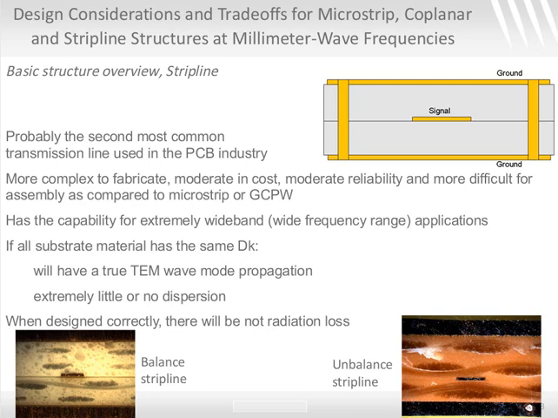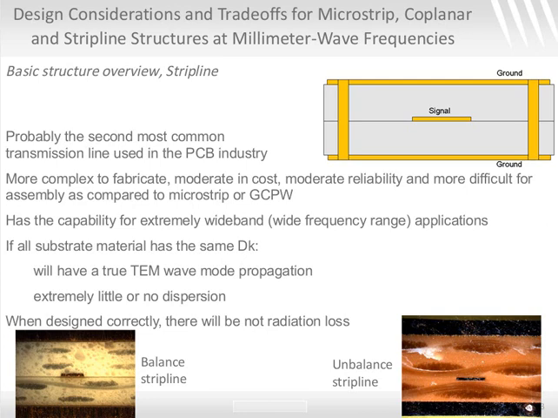Anyway, if the substrate that makes up the stripline has all the same properties, then you can get a true TEM wave on a stripline circuit and actually have very little dispersion or no dispersion. And if designed correctly, you can have no radiation loss at all.